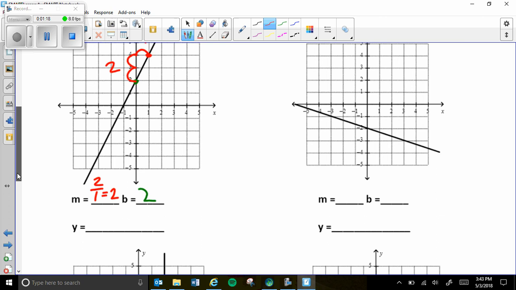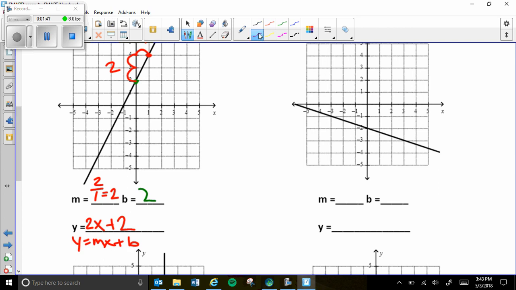And then I use that to write my equation, y equals mx plus b. In this case, m is 2 and b is also 2. So we're plugging it into y equals mx plus b. We figured out slope, we figured out the y-intercept, plug it into that equation, and we are done.